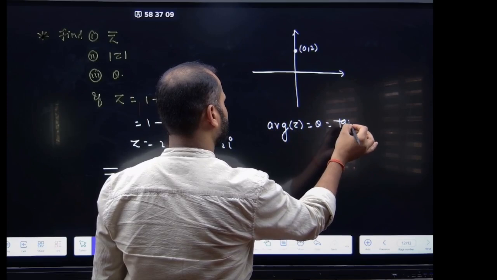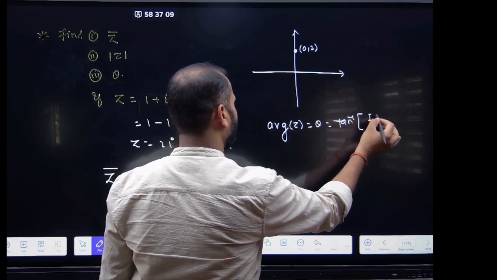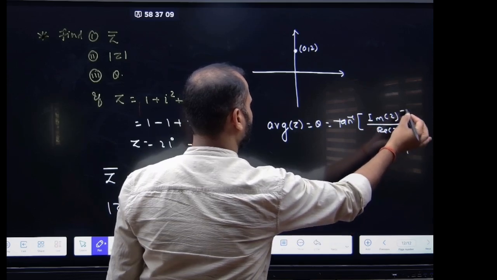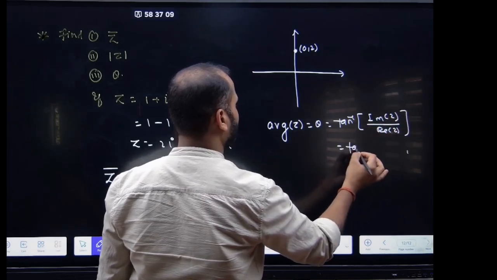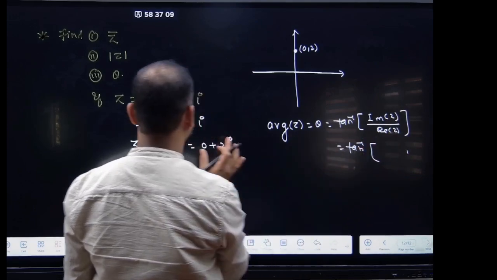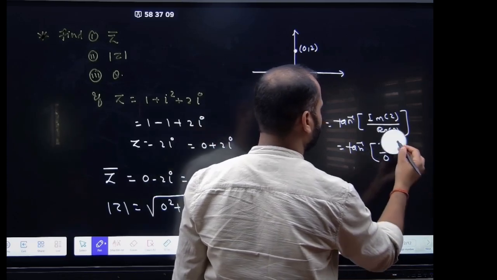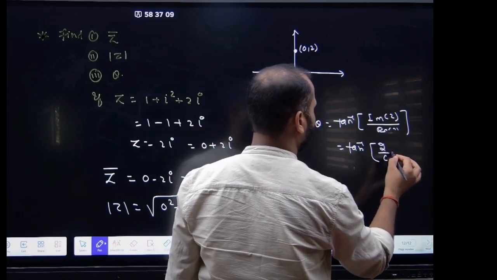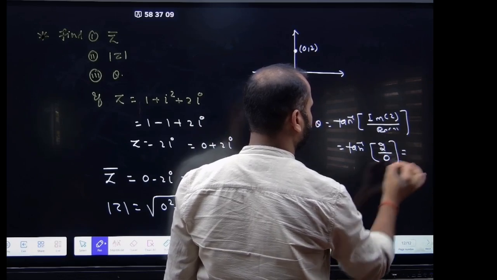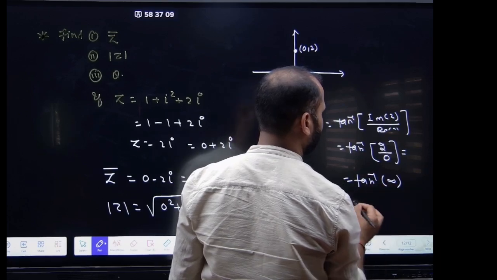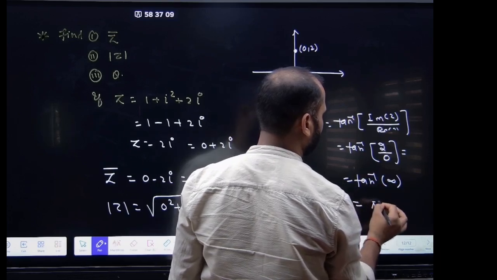Tan inverse, here imaginary part of z divided by real part of z. What is the imaginary part of that? Tan inverse, imaginary part of z is 2, 2 divided by 0. What is the answer then? Not defined. So, in tan, where it is not defined, which value of tan? 90 degree? Yes or no?